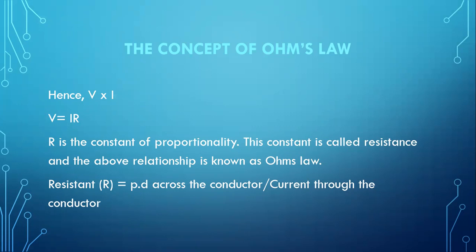So from there, you can say that voltage equals current times resistance, where R is the constant of proportionality. It is shortly abbreviated as V = IR. Now this constant is what we call the resistance, and the above relationship is known as Ohm's law. So from there, you get that resistance R equals the potential difference (PD) across the conductor divided by the current through the conductor.